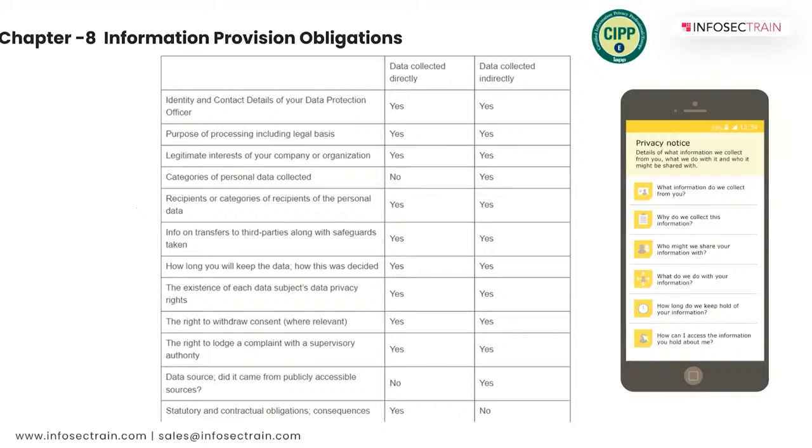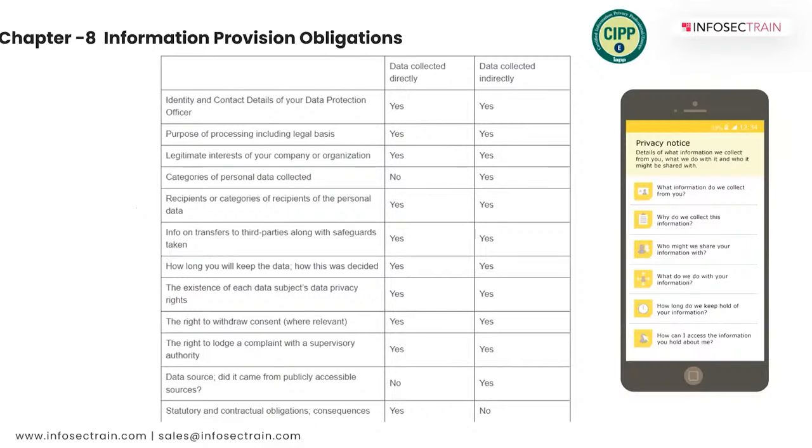If it is based on a legitimate interest of your company, you clearly need to mention that it is based on legitimate interest, and you need to further specify why it is legitimate interest. Categories of personal data collected. Are we collecting sensitive personal data? Are we collecting children's data? We need to clearly mention categories of personal data. Sorry, what I mentioned is categories of data subject. Categories of, sorry, this is correct.